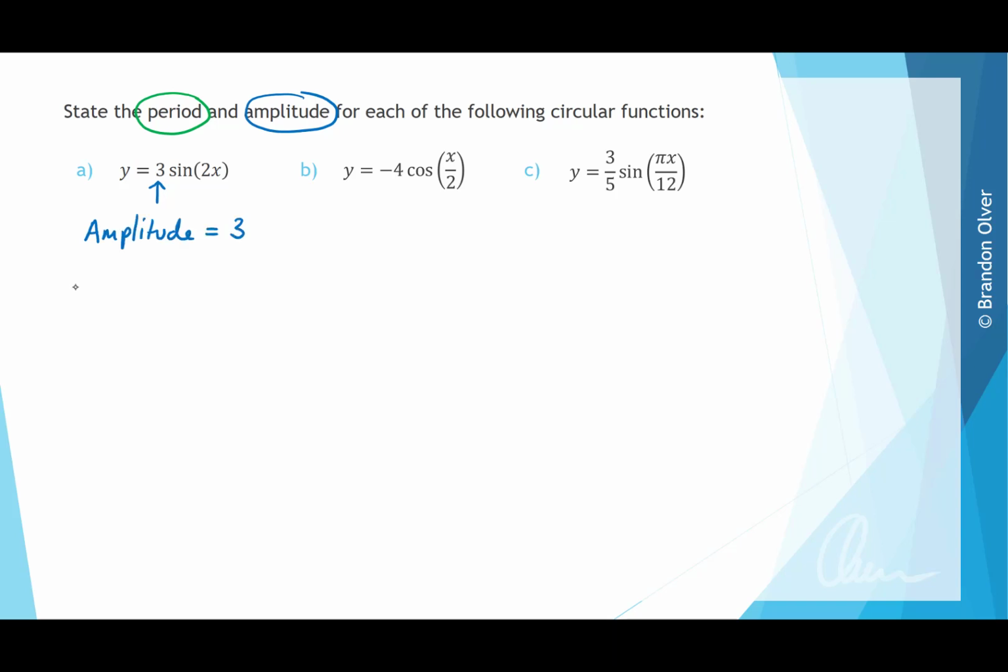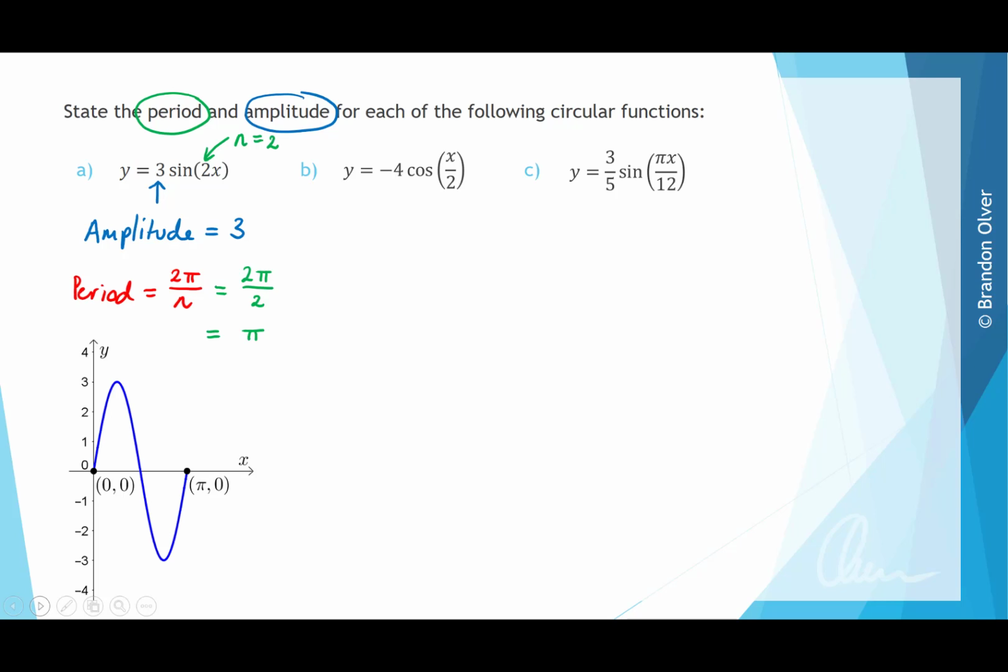When we're trying to determine the period, the formula to do that is 2 pi on n, where n is the value that's multiplied by the x, so in this case, n equals 2. So that means our period is equal to 2 pi divided by 2, which is equal to pi.